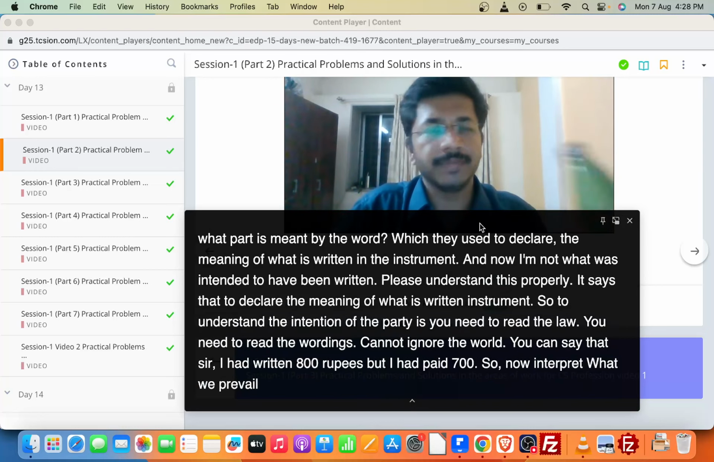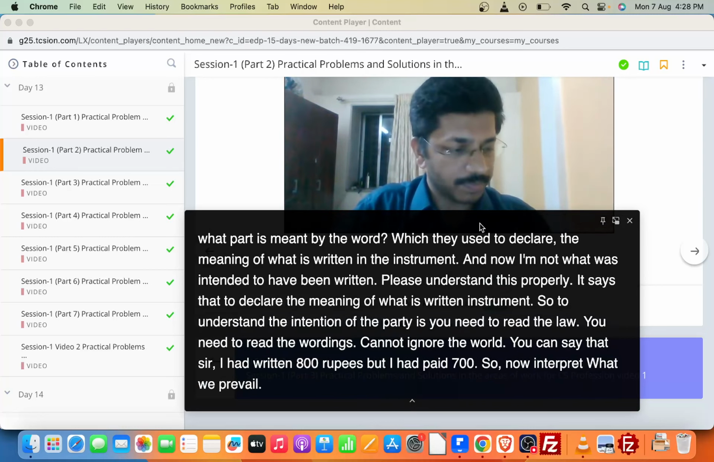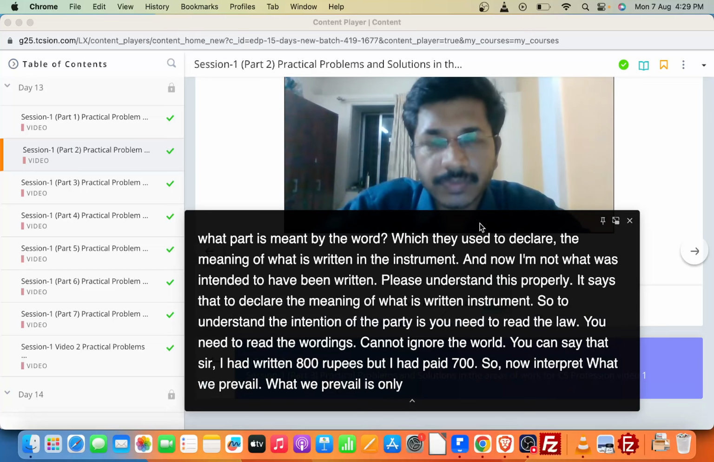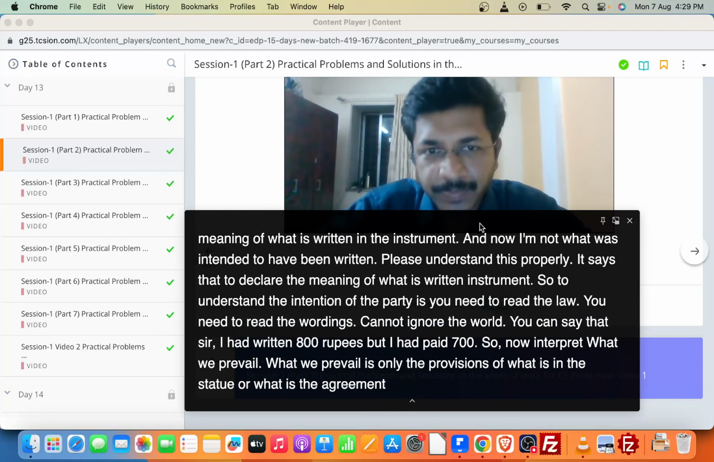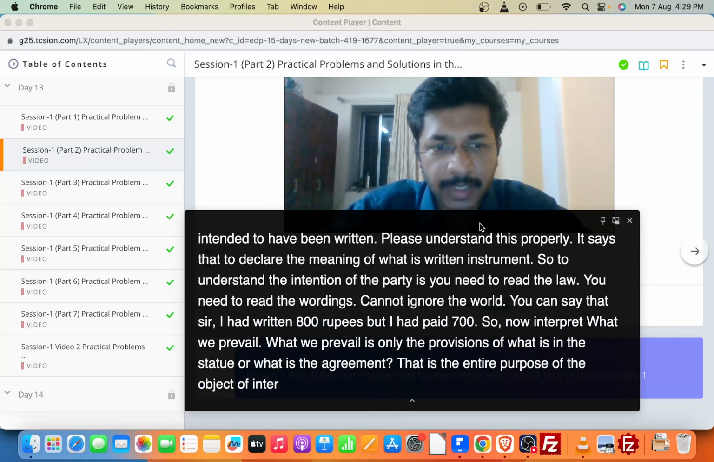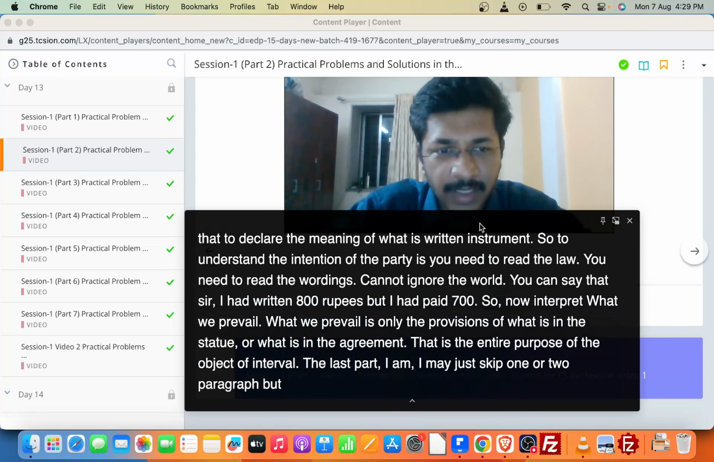What will prevail? What will prevail is only the provisions of what is there in the statute or what is there in the agreement. That is the entire purpose of the object of interpretation. I'll come to the last part. I may just skip one or two paras, but I'll come to the last part.